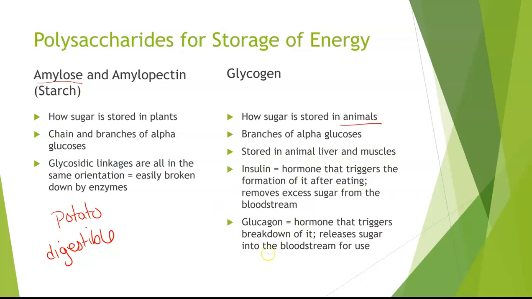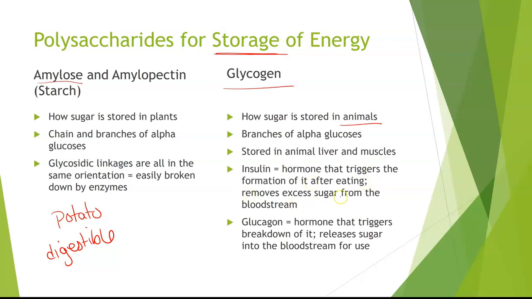This is where we have insulin and glucagon involved in the formation and the breaking apart of glycogen. So insulin is the hormone that triggers the formation of glycogen after we eat. It removes that excess sugar that's floating around in our bloodstream, and it stores that energy for us for later. When we need it later, we rely on glucagon, the other hormone involved. It triggers the breakdown of glycogen, and then it releases sugar back into the bloodstream for us to be able to use.